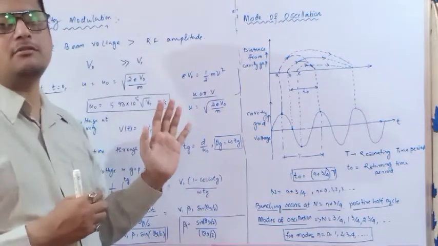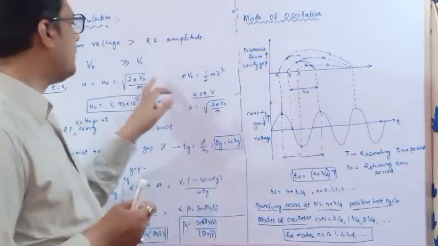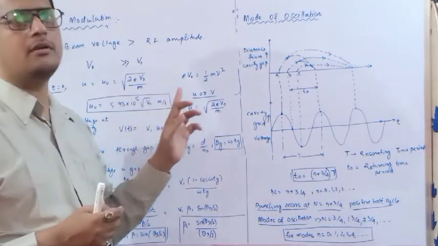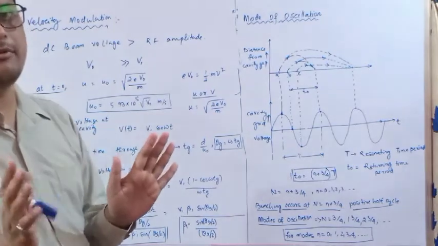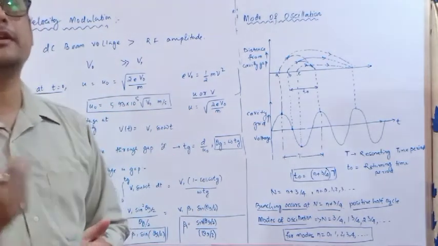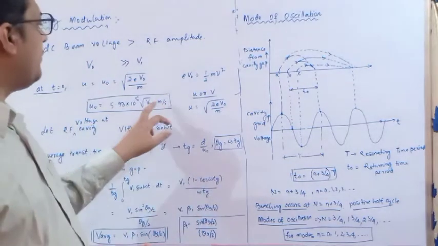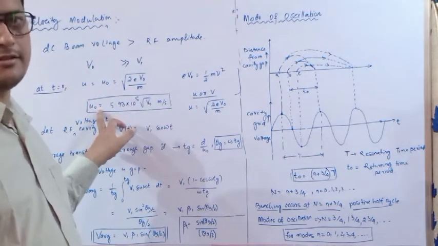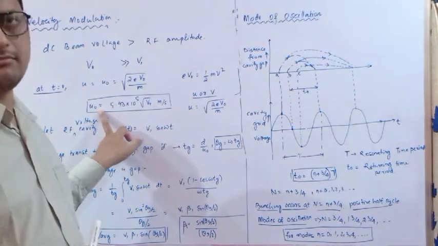If you substitute it and solve it, you will get 5.93 × 10^5 root V naught, because the DC beam voltage we do not know. This is the only parameter which we are going to change. Now if you change this V naught, your velocity is definitely going to change. So this is called velocity modulation.